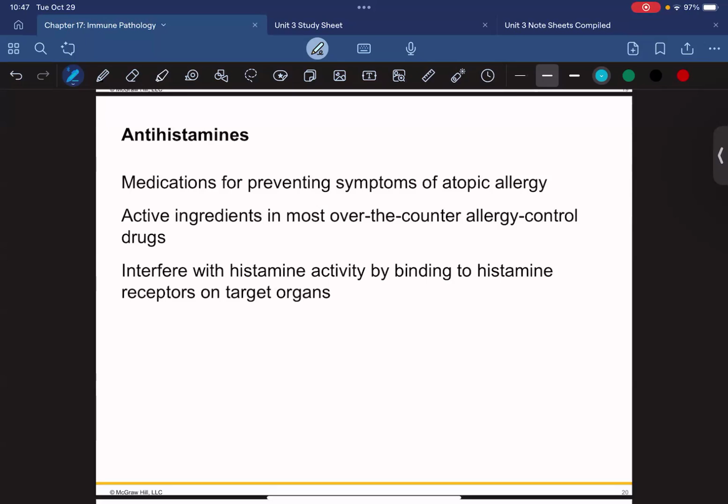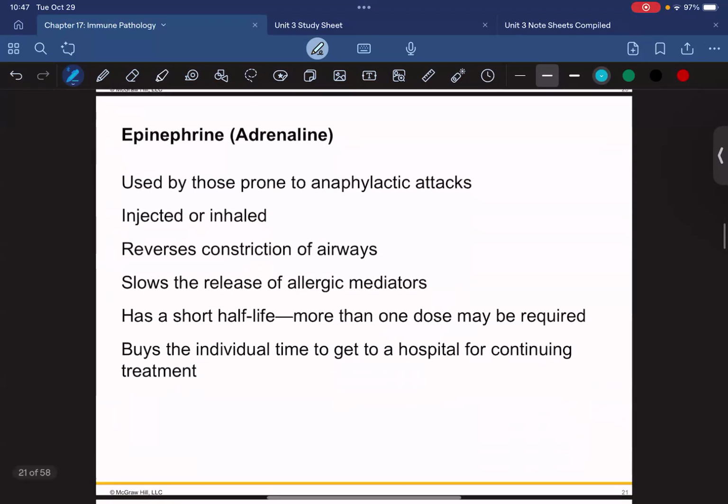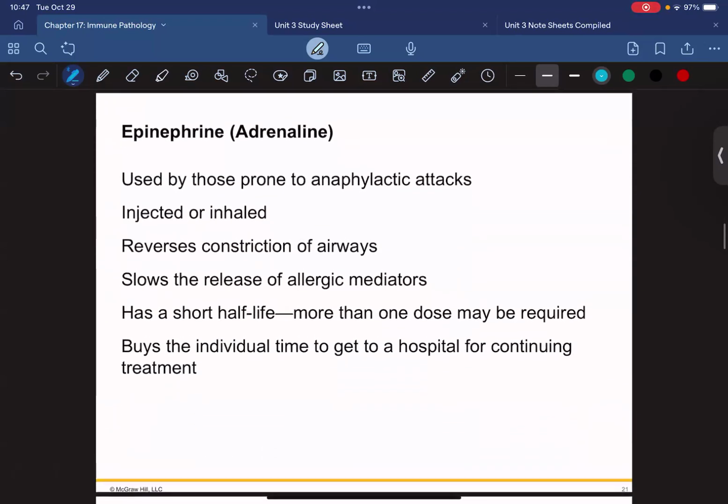Some of these guys cross the blood-brain barrier. That's why we get drowsy whenever we take Benadryl. It crosses your blood-brain barrier and affects your brain as well as the rest of the body. But some of these are less likely to cross, like Zyrtec or Allegra or Claritin. They don't cross as easily, but they still have an effect on that inflammatory response, including histamine.